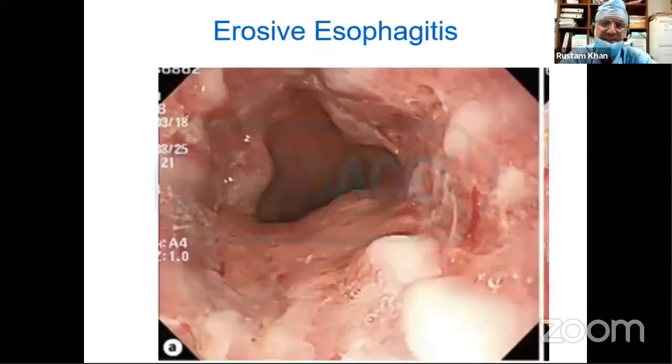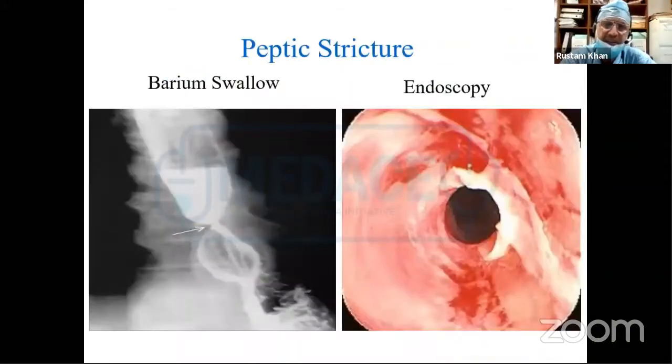What are the complications of GERD? First and foremost is erosive esophagitis. This is an endoscopic picture of erosive esophagitis, and there are several different ways of classifying esophagitis. There are the Savary-Miller classification and the Los Angeles classification and many others. I don't want to go into detail, but there is severe reflux esophagitis seen on endoscopy in this patient.